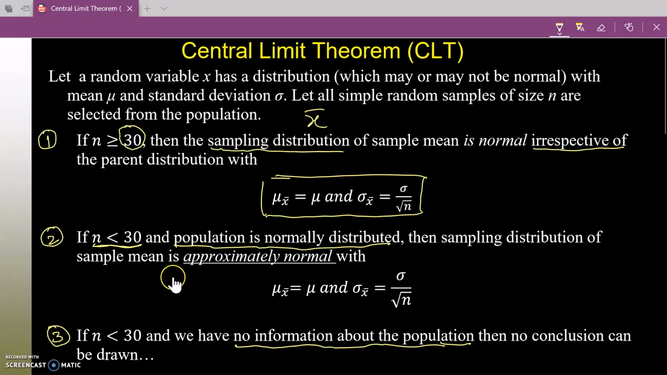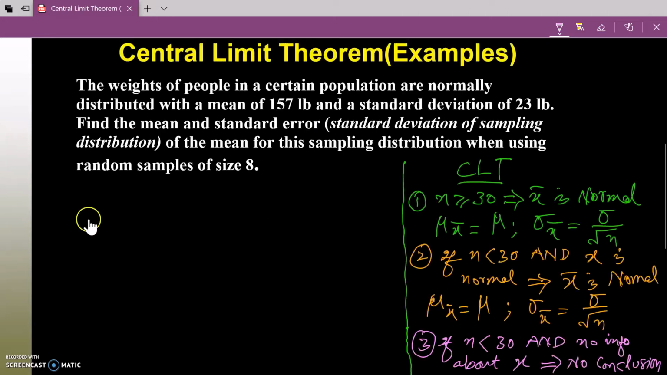So let's see a few examples. Now let's see one of the examples for the central limit theorem. The weights of people in a certain population are normally distributed with a mean of 157 pounds and a standard deviation of 23 pounds. Find the mean and the standard error. Standard error. So you might be wondering what the standard error is. I will explain this. What is the standard error?